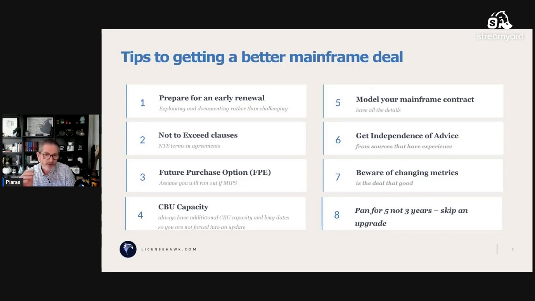But very often you can actually get not to exceed clauses among broader elements, other elements within the mainframe contract, be it hardware or software. And going into that level of granularity is worth it. It's a negotiation worth having and a protection worth getting. So look for not to exceed and negotiate hard on them. Don't just take the default value.